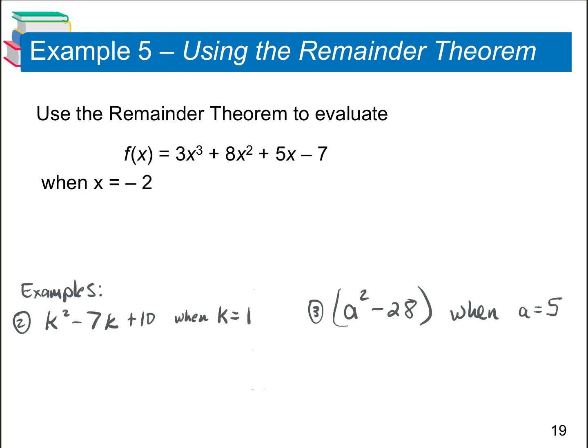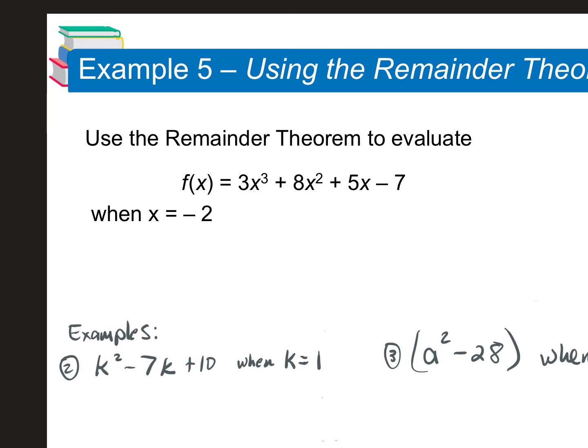So if you have a question like this that says use the remainder theorem to evaluate, they're telling you not to write out your whole answer as a polynomial. What's the only number they care about? The remainder. They're telling you what to use to synthetically divide. What x value do they want us to use here?